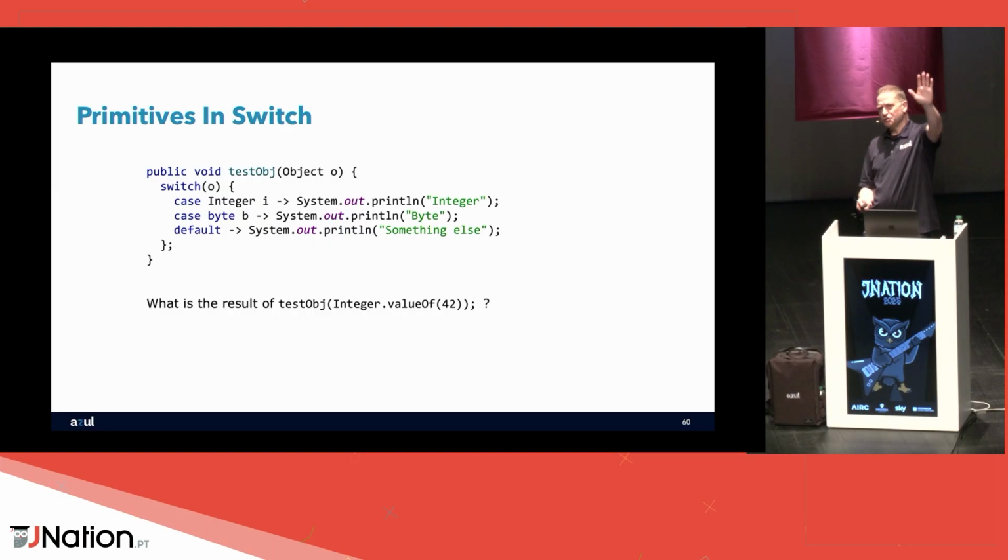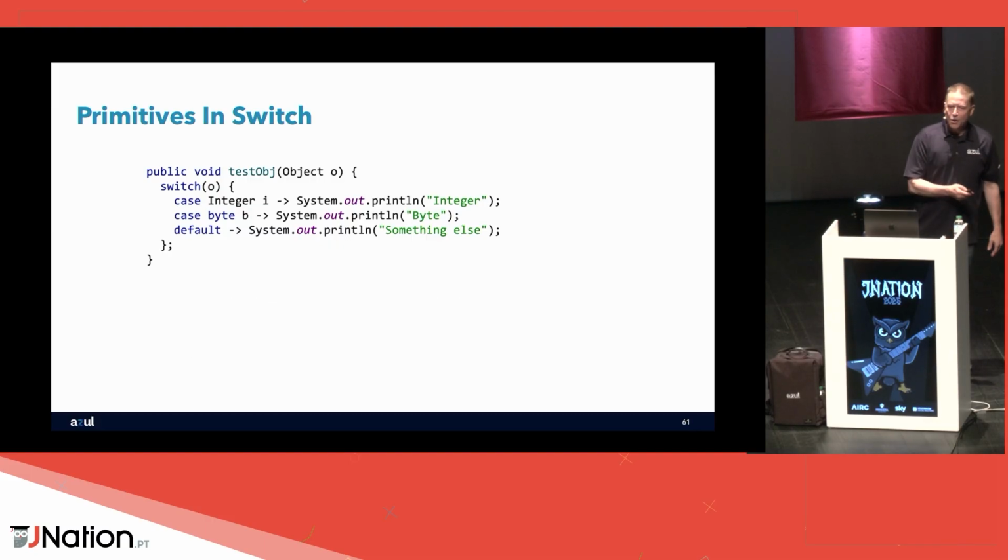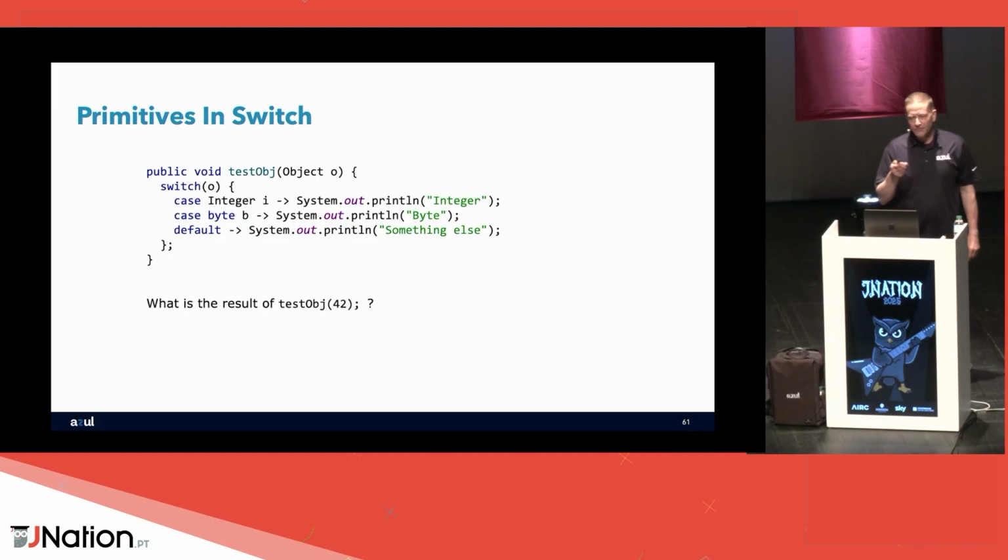So who thinks we get integer? Who thinks we get byte? Who thinks we get something else? Ooh, okay, a few people saying something else. Interesting choice, because of course you're going to get integer. You're passing an Integer object to the method. So the first thing it's looking at, is it an Integer? Yes, it's an Integer, so we get integer. All good.